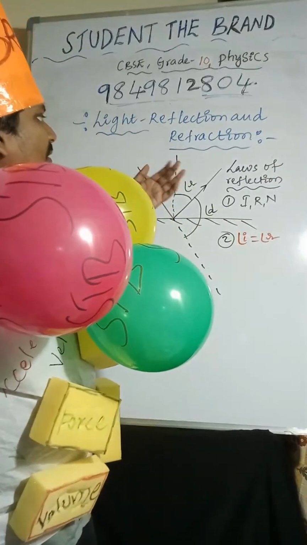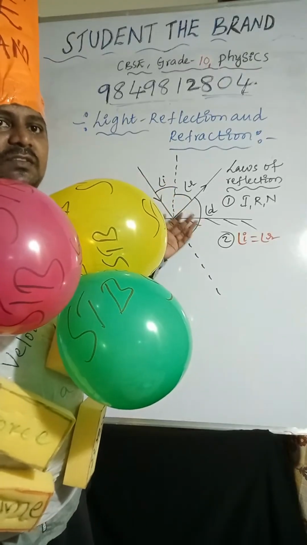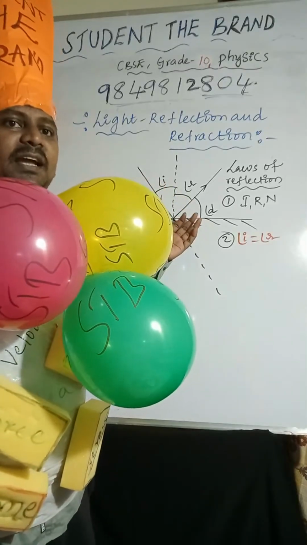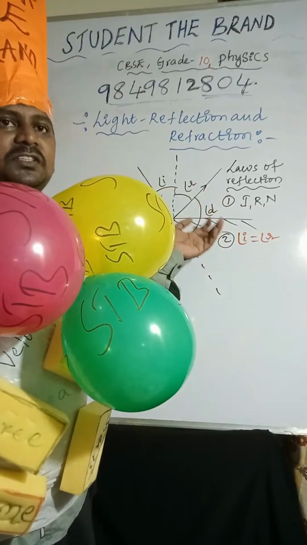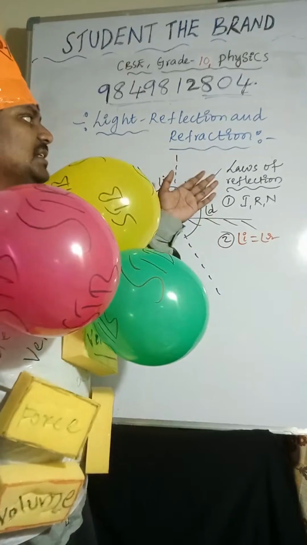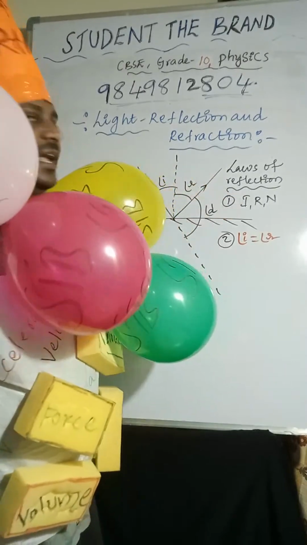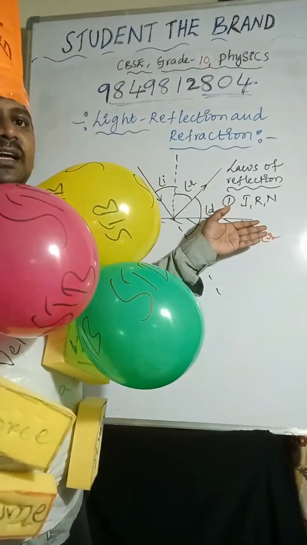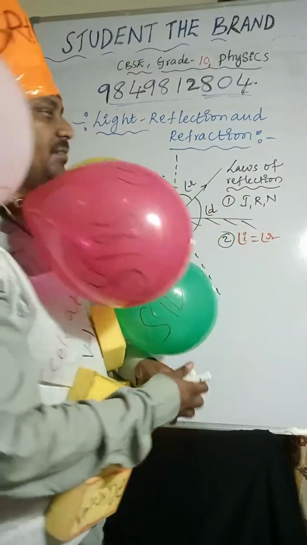So the bouncing back of the light from the reflecting surface is called reflection of light. Coming to the laws of reflection: the incident ray, the reflected ray, and the normal line lie on the same plane, and the angle of incidence is equal to the angle of reflection.